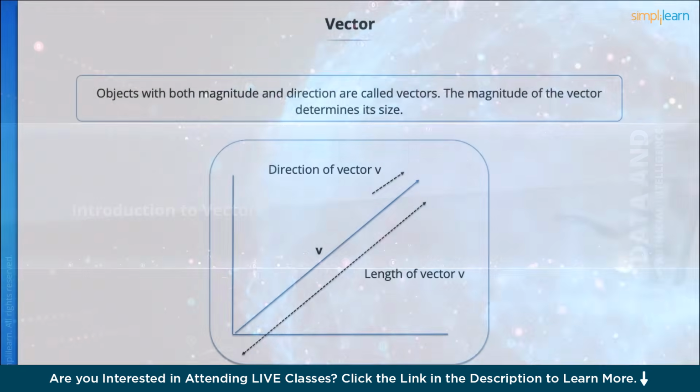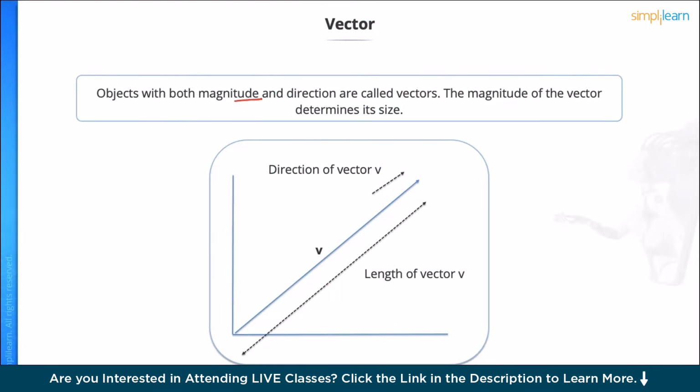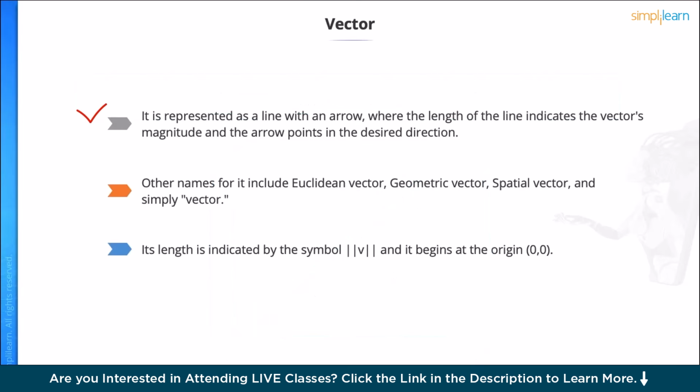Introduction to vectors. Objects with both magnitude and direction are called vectors. The magnitude of the vector determines its size. It is represented as a line with an arrow, where the length of the line indicates the vector's magnitude, and the arrow points in the desired direction. Other names for it include Euclidean vector, geometric vector, spatial vector, or simply vector. Its length is indicated by the symbol double bar v double bar, and it begins at the origin 0, 0.